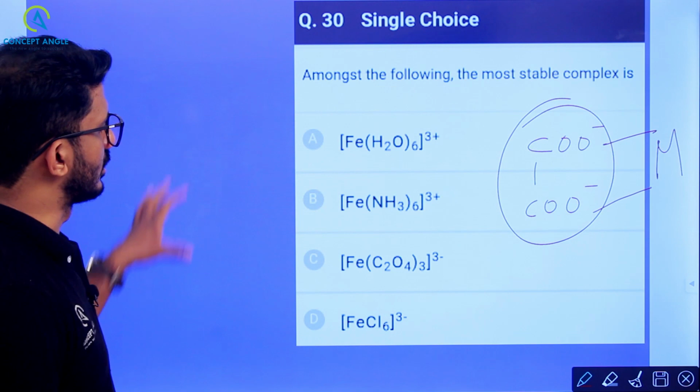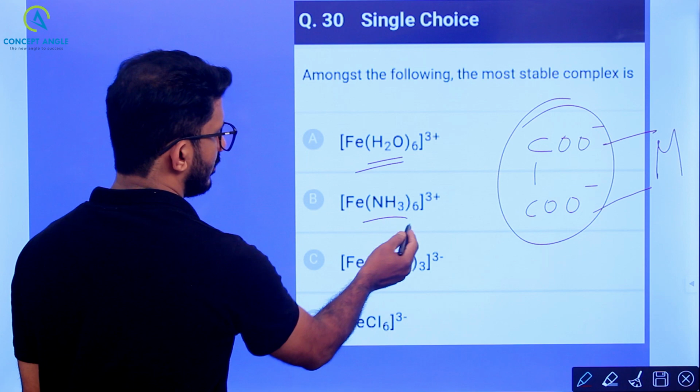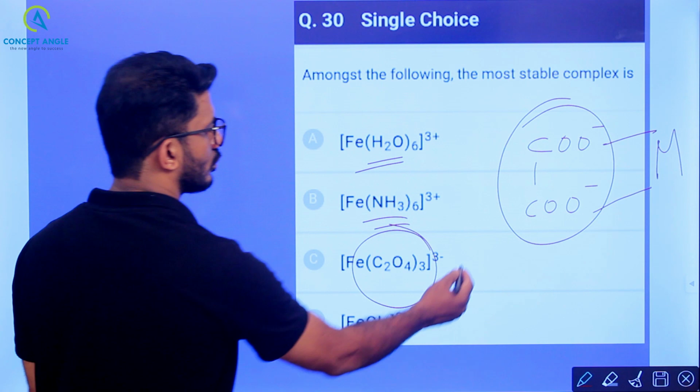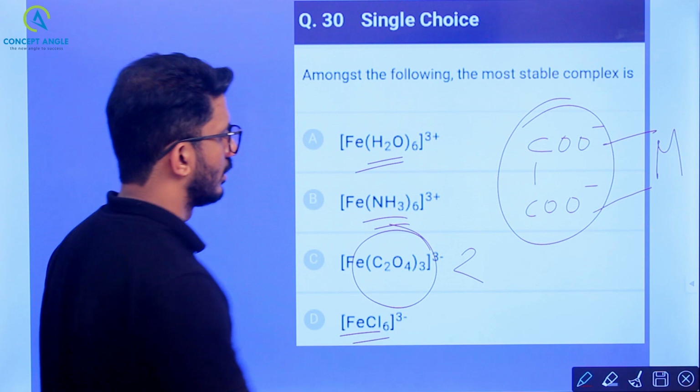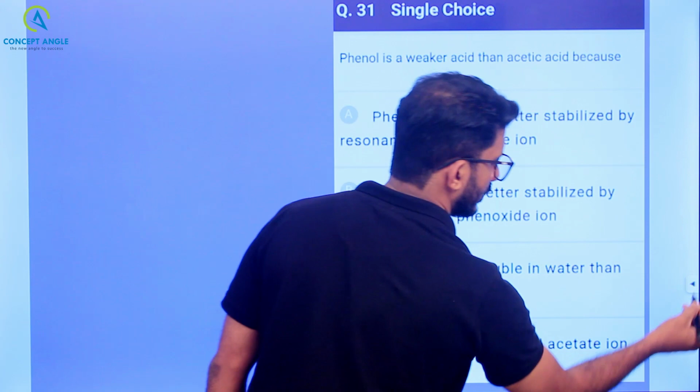The others are unidentate ligands, but this one has a denticity of 2. As denticity is 2, it forms chelate rings, so it is highly stable. It's also a simple question. Okay, question number 31, you just read question number 31.